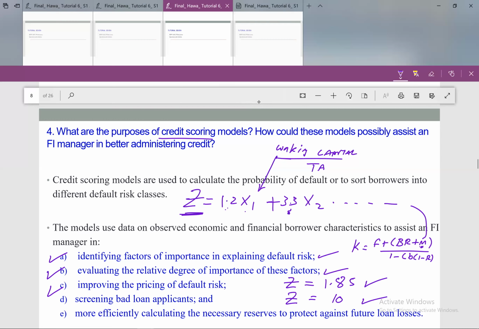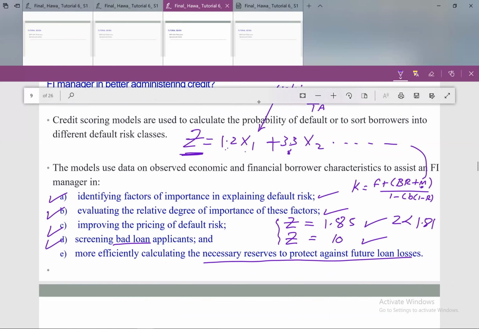And most importantly, screening bad loans and good loans. If the Z value is less than 1.81, rejected, finish. So that is screening bad loans and more efficiently calculating the necessary reserves. If most of the companies I take are 1.81, 1.82, 1.83, this helps me evaluate the risk and allocate the correct number of dollars to the provision for bad debt.